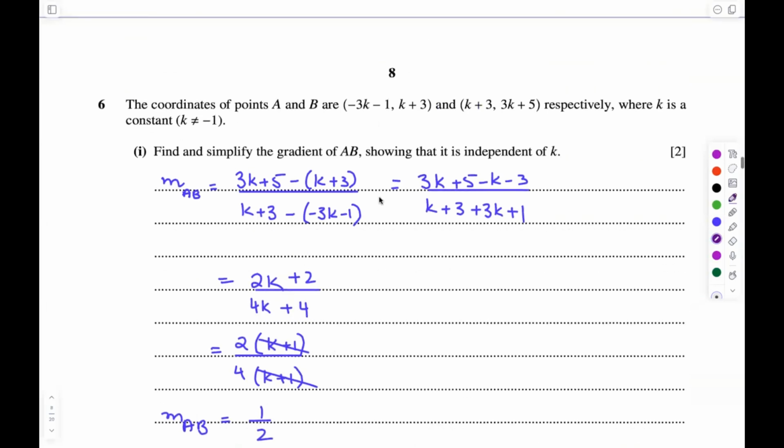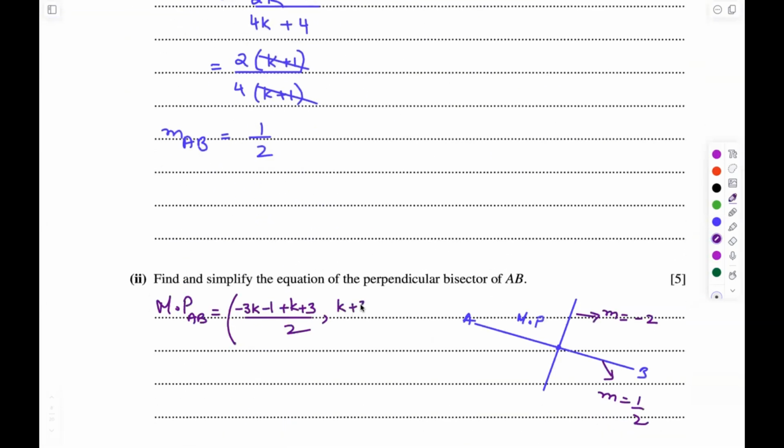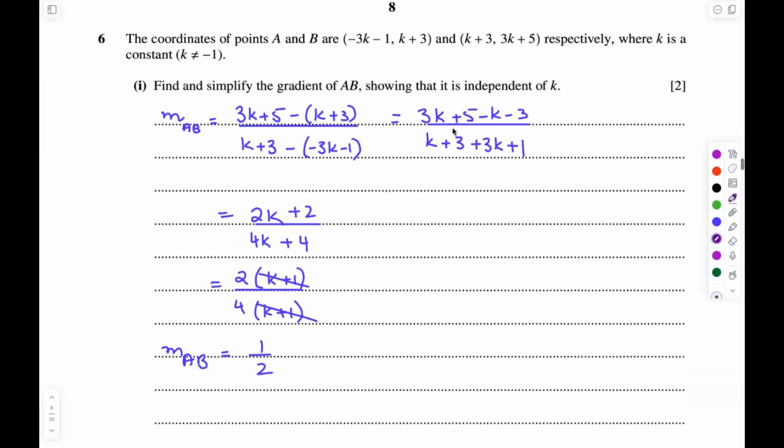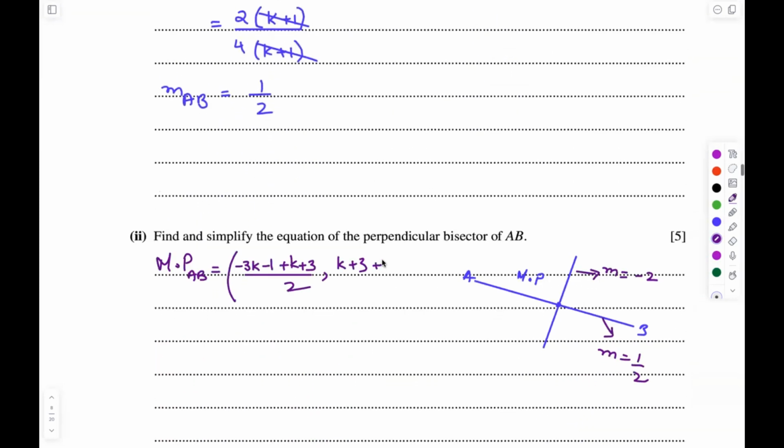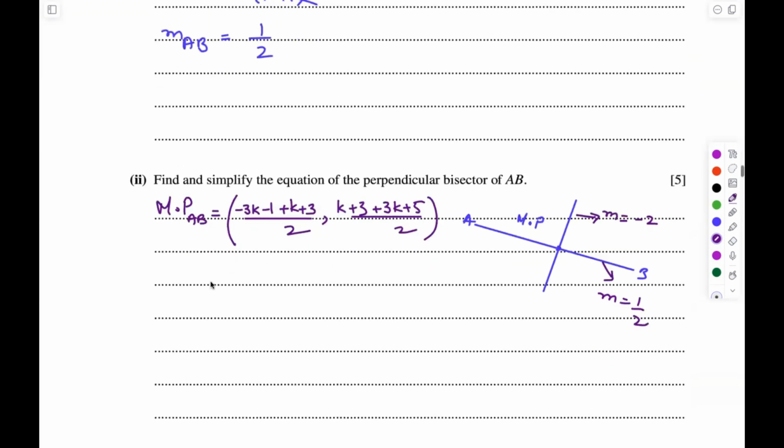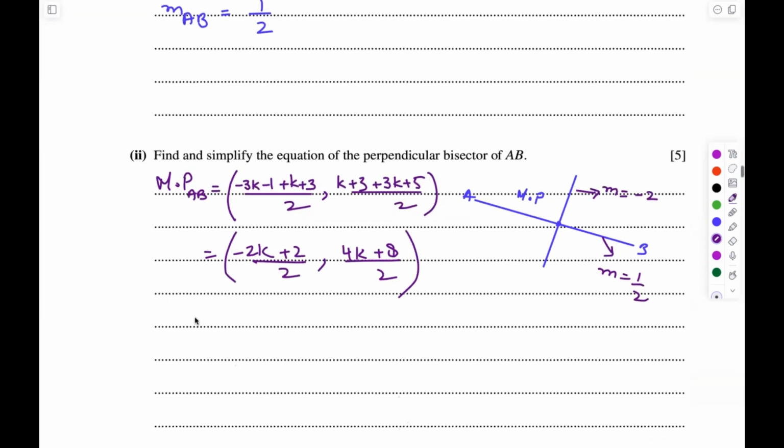And y1 is k plus 3. So this will become k plus 3, and that will add with 3k plus 5, which is y2, upon 2. So simplifying this, minus 3k plus k will become minus 2k. Minus 1 plus 3 is plus 2 upon 2, comma. So k plus 3k will be 4k and 5 plus 3 is 8 divided by 2. So dividing it by 2, minus 2k upon 2 is minus k and 2 upon 2 is 1. So this will become minus k plus 1 and this will become 2k plus 4.